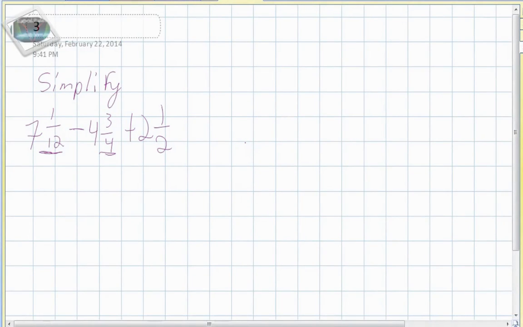Question 3 shows this, and it wants us to simplify, and it gives us a series of fractions. So what you're going to do here is you'll see I've underlined the fraction part of each number. So we're going to focus on just these fractions, and we're going to sort of separate the whole part from the fraction part, okay? So we're going to leave the 7 minus 4 plus 2, okay? And this is all representing one number here.